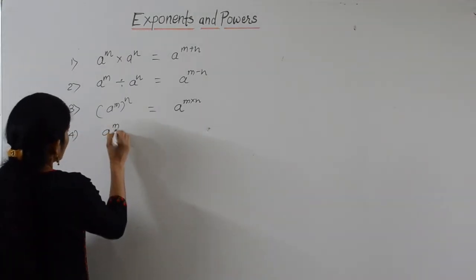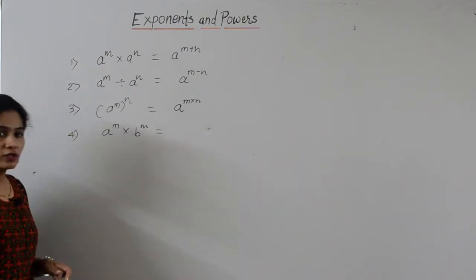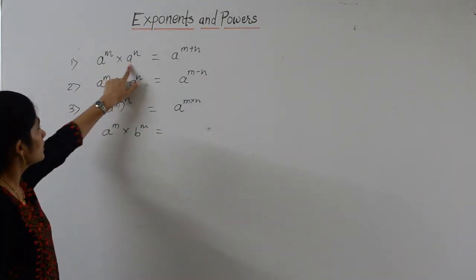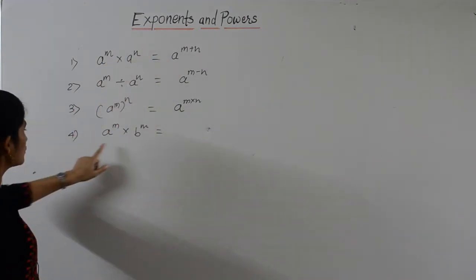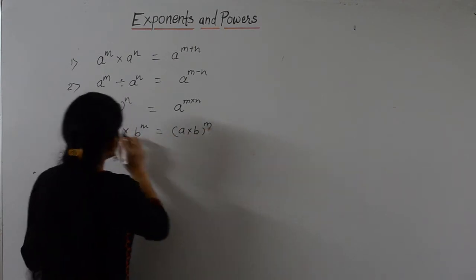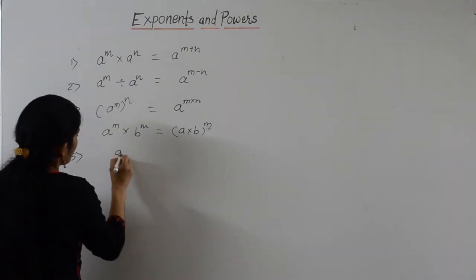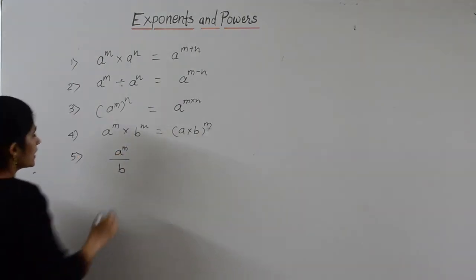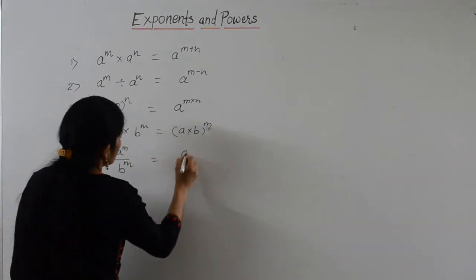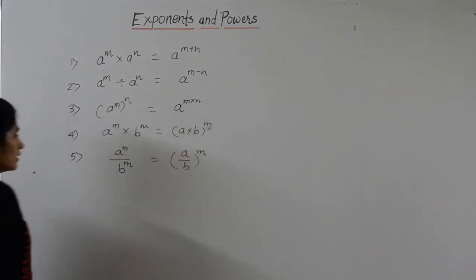Fourth law, a to the power m into b to the power m. Now in this law the bases are different but exponent is same. So what you have to do here? You have to multiply the bases, that is a into b, and then this exponent will be common for both of them. Next law, a to the power m divided by b to the power m, then we have to write a divided by b, the whole to the power m.